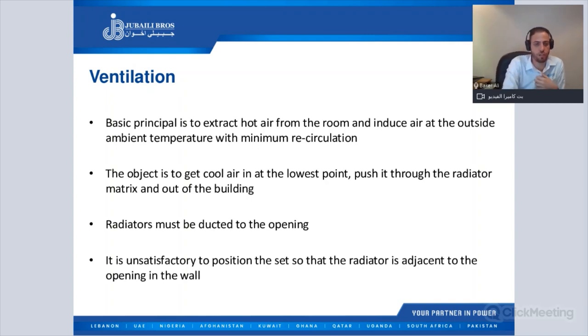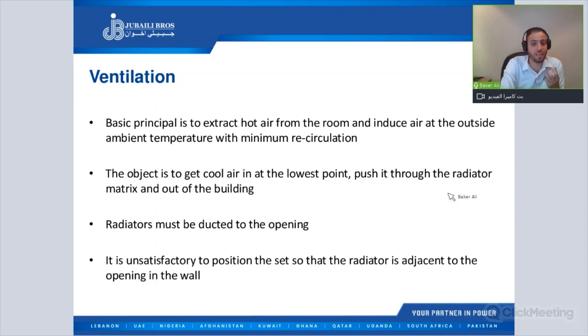Now we will talk about the ventilation for the generator room. When we install a generator in a room with a mounted radiator, and the radiator is located inside the generator room, the basic principle is to extract the hot air from the generator room and induce cool, fresh air with minimum recirculation. So we have to extract hot air from the generator to outside the room, and induce fresh air into the generator room with minimum recirculation.